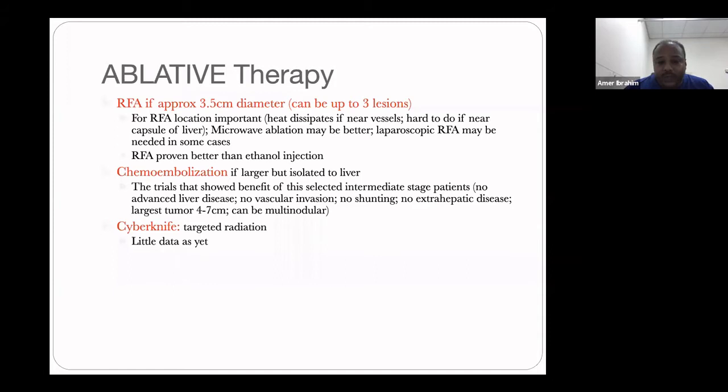The chemoembolization, if the tumor is larger but isolated to the liver, is the trial that showed the benefit of this in selected intermediate stage: no advanced liver disease, no vascular invasion, no shunting, and no extrahepatic disease. The largest tumor should not be more than 7 centimeters in size.